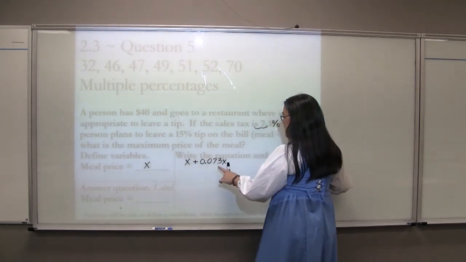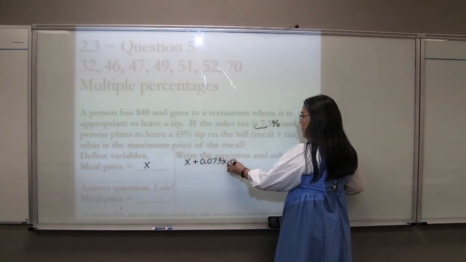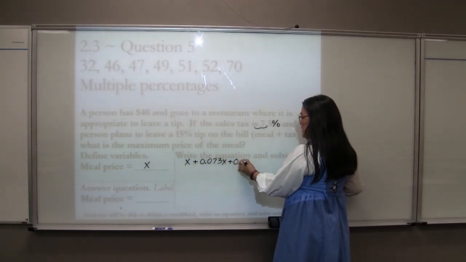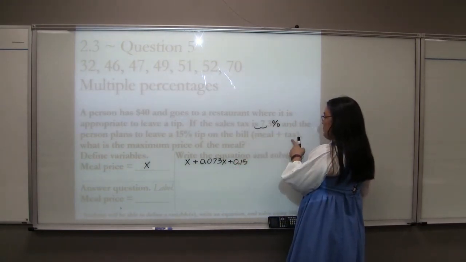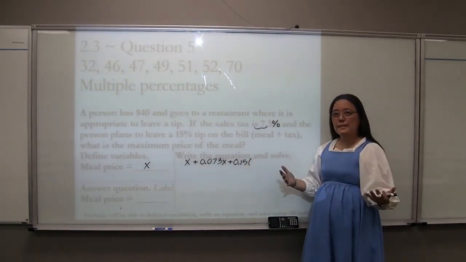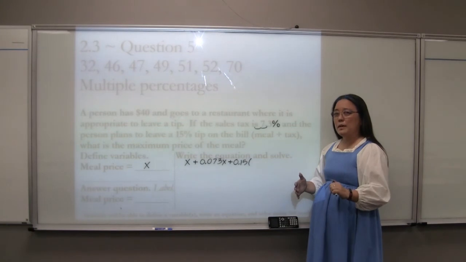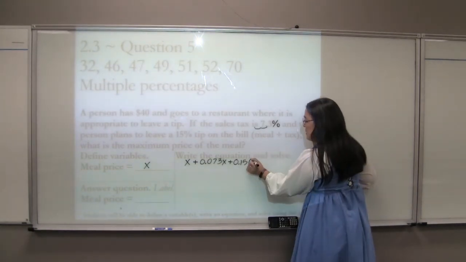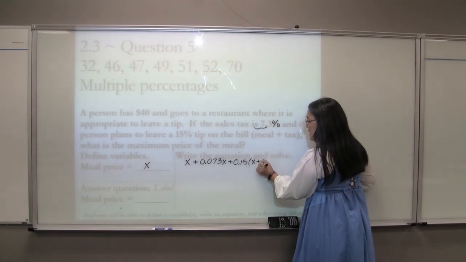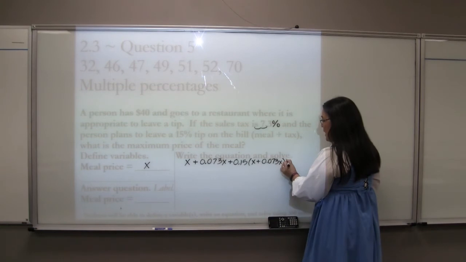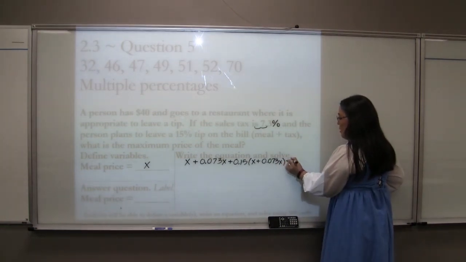This is the meal plus the tax. Then you're going to leave a 15% tip. Here's the 15% tip on the meal plus the tax. Technically, this is not correct. However, more and more nowadays, this is how tip is calculated, on the meal plus the tax. And that has to equal our $40.